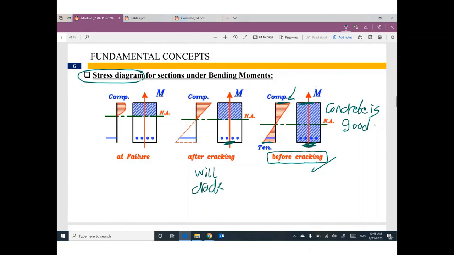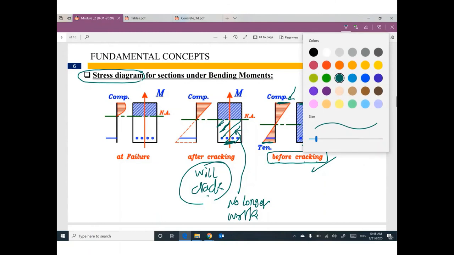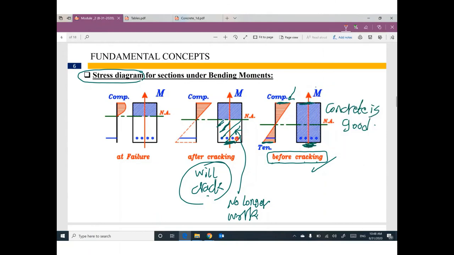If concrete cracks, it no longer works. So this part of concrete no longer works. The only thing working at the bottom is the steel reinforcement, and the top part of the cross section is under compression, working perfectly. So the final cross section will be like this. Here is the part under compression.